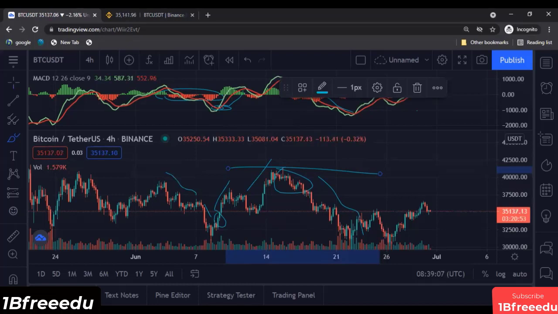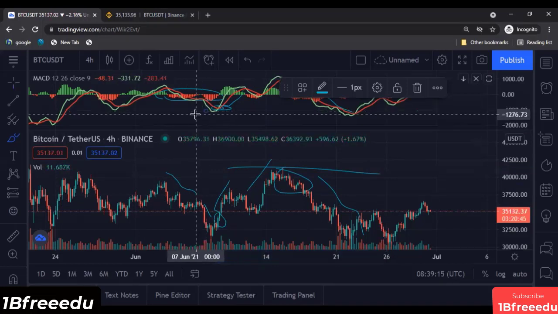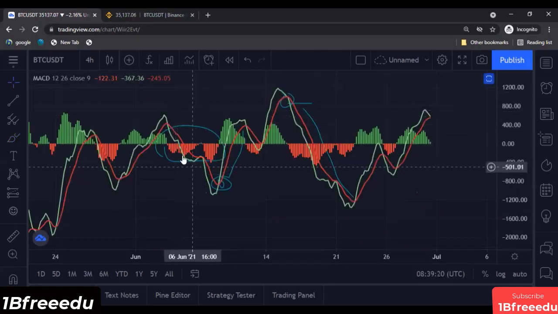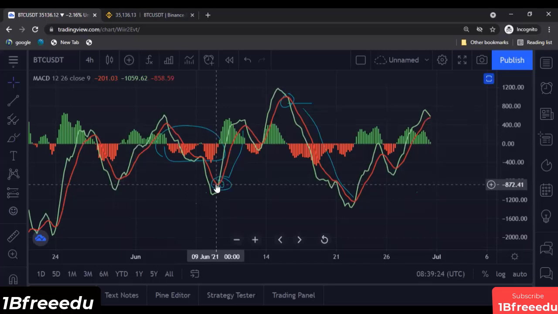For example, I would repeat that if you are moving in the bearish pattern and the green line which is shown in the MACD, let me zoom in as well, if this green line is below this red line, we could say that we are in a bearish pattern.